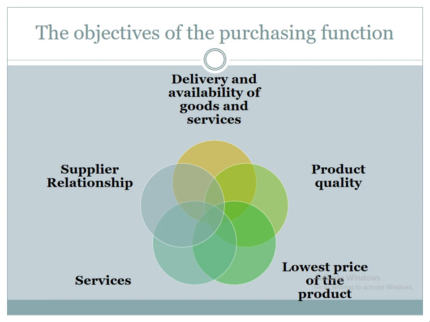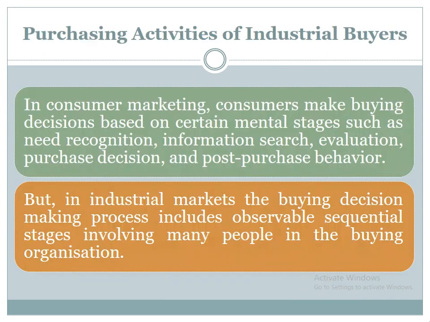So the organization and the purchasing functions will focus on the delivery and availability of the goods and services. Also the product quality, lowest price of the product, various services, and also supplier relationship.